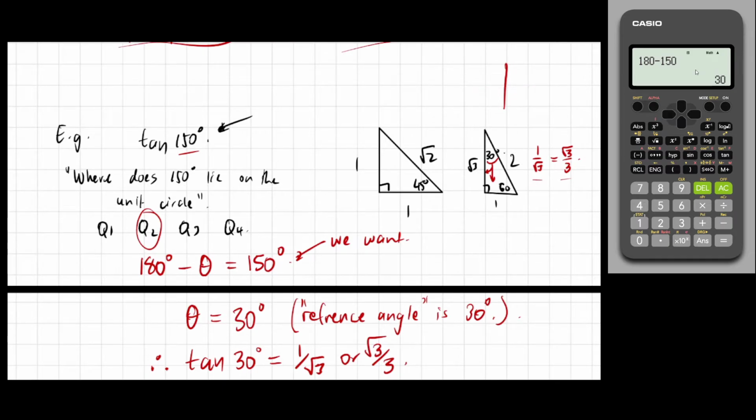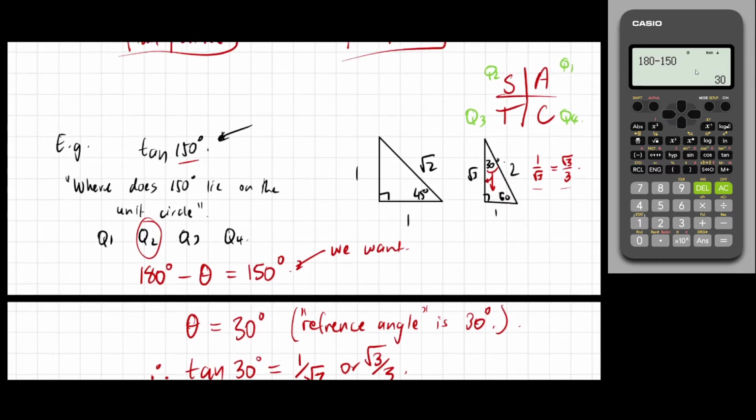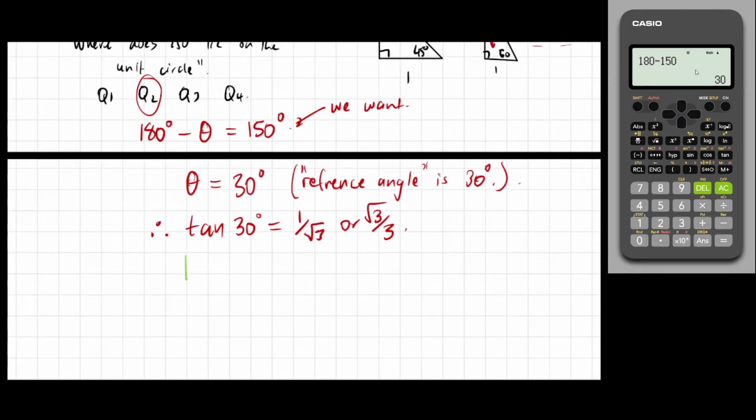So what I'm going to do up here is just draw a little cross and do an "All Stations to Central". This is my quadrant 1, this is my quadrant 2, this is my quadrant 3, this is my quadrant 4. Okay, and we've got quadrant 2, which is my S. So what that is telling me is that it's sine that is positive. So therefore, tan of 150 degrees must be negative.